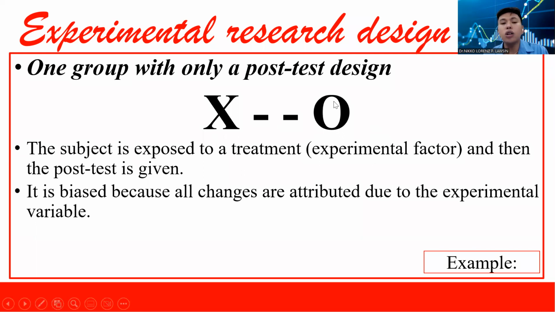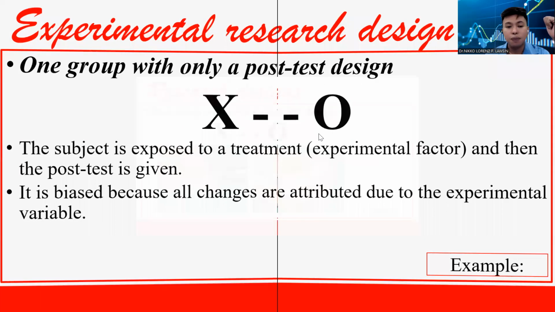So in education, you can do that treatment and then observation. So pre-test is neglected in this design. So it is biased because all changes are attributed to the experimental variable. Nawalan ka ng initial basis. So you lost the initial basis.